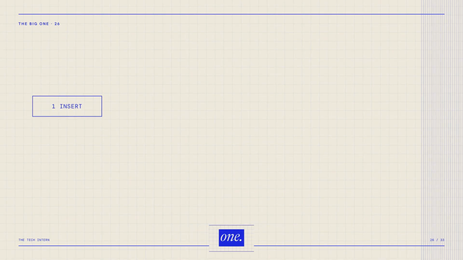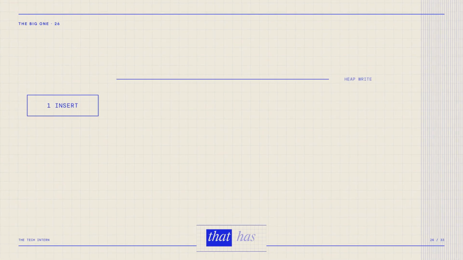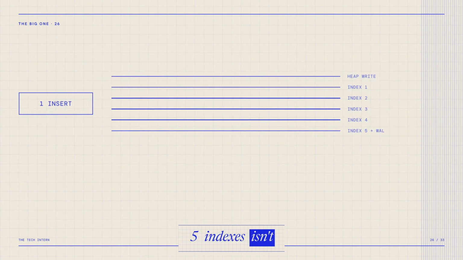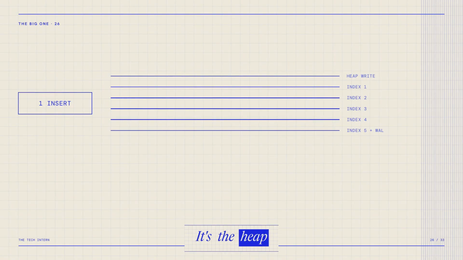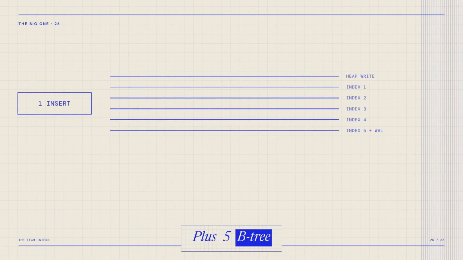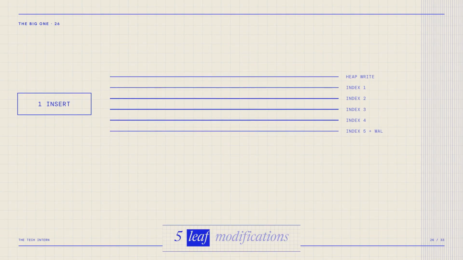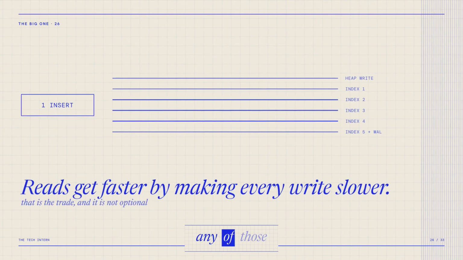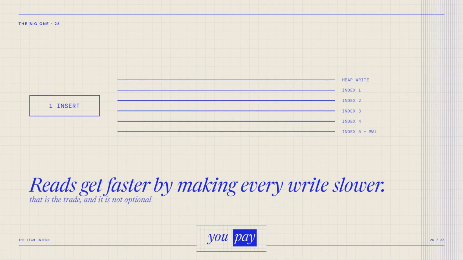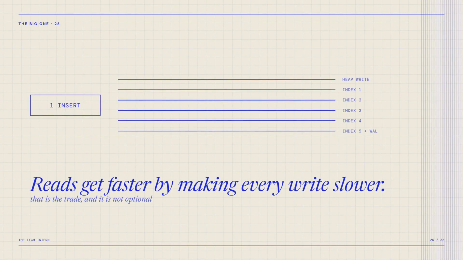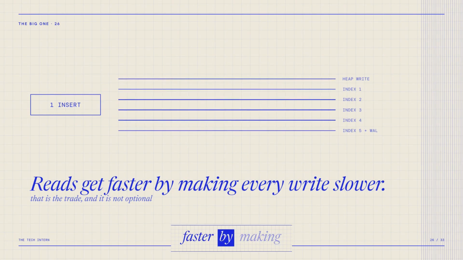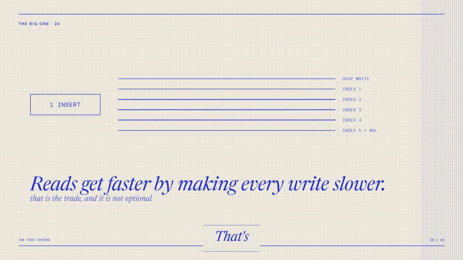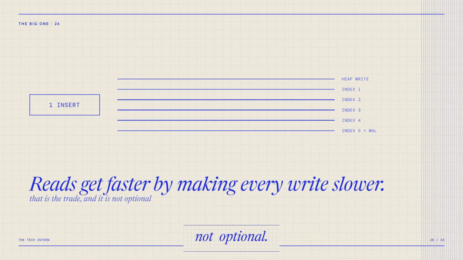2. Write amplification. This is the big one. Every index is a copy of your data that has to stay correct. So a single insert on a table with 5 indexes isn't one write. It's the heap write, plus 5 B-tree traversals, plus 5 leaf modifications, plus write ahead log entries for all of it. And if any of those leaves is full, you pay for a split too. Indexes make reads faster by making every write slower. That's the trade, and it's not optional.